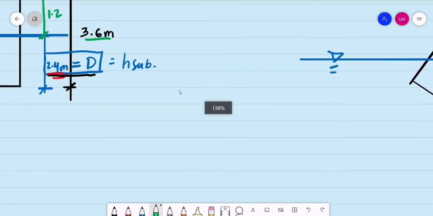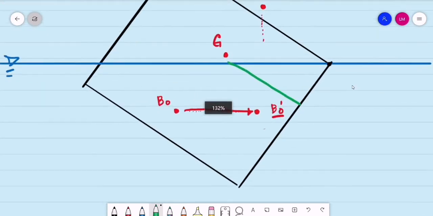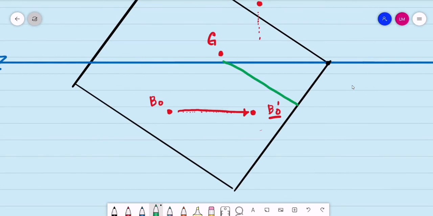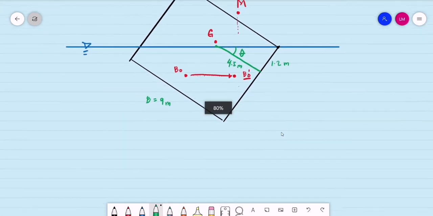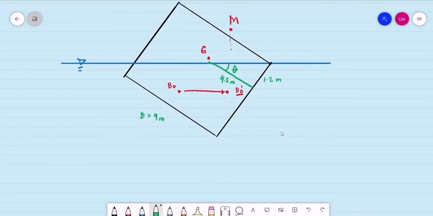Okay, ngayon, pag rotate natin, ilulubog natin yung 1.2 na yan. So, ito yung 1.2 meters. Tapos, mula dito, i-consider lang natin yung kalahati yung width ng scow. Yung width ng scow is 9 meters, kalahati niya is 4.5 meters. Ito yung rotation na nangyari. So, paano natin kukunin yung theta? We can use tangent since ito yung right angle.